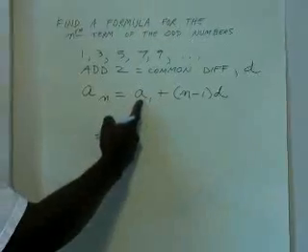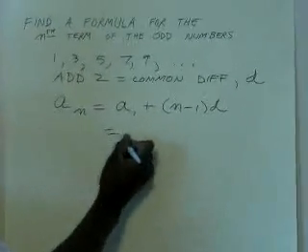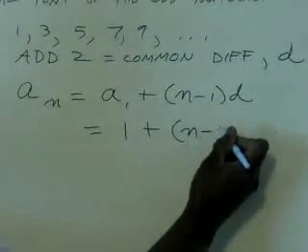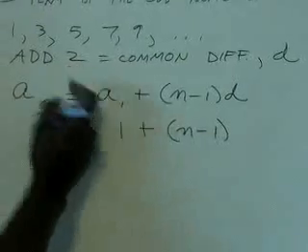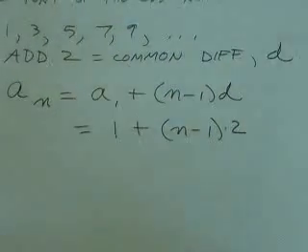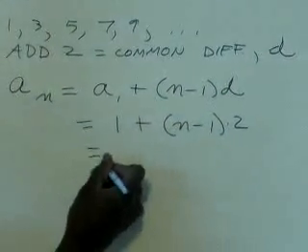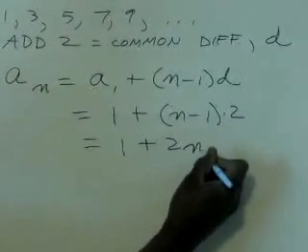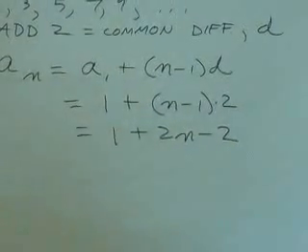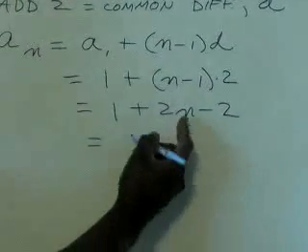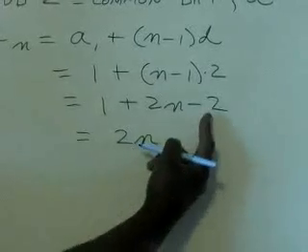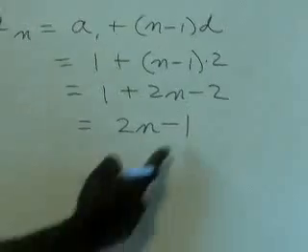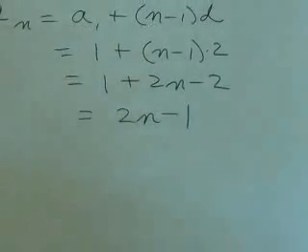Well, the first term here is 1, plus n minus 1, and then times our common difference 2. Doing a little bit of algebra, we're going to distribute the 2 here and write this as 2n minus 2, and finally 2n, and then we have a negative 2 and a positive 1, which is minus 1. So here's the formula for the odd numbers.